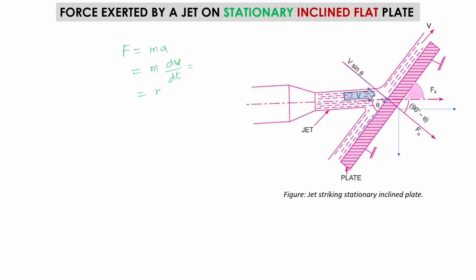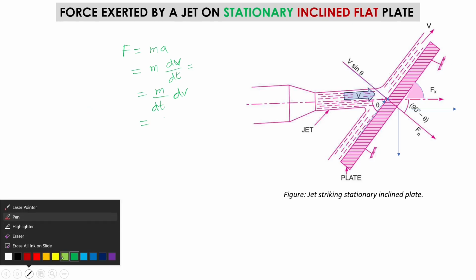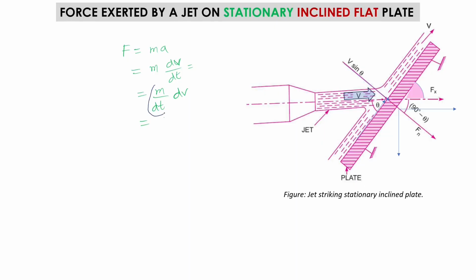Okay, then I can write it like this, m over dt and dv, right? Then m over dt is basically the mass flow rate. What is the unit of mass flow rate? Mass flow rate is basically kg per second in SI units. So I can write m by dt as rho into Q.